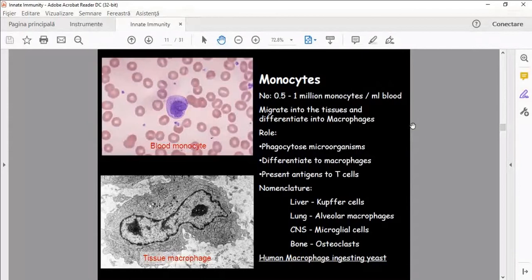of action of these cells. The first stage is to identify the pathogen, and for this they will work with some receptors which are expressed on their membrane. These receptors are able to recognize some ligands. As I told you before, the ligands can be any molecule which has a conformational compatibility with a receptor.